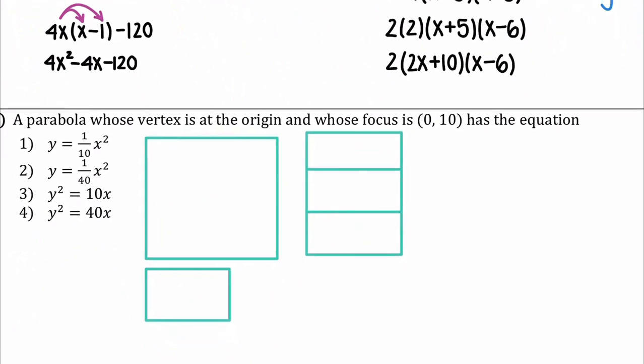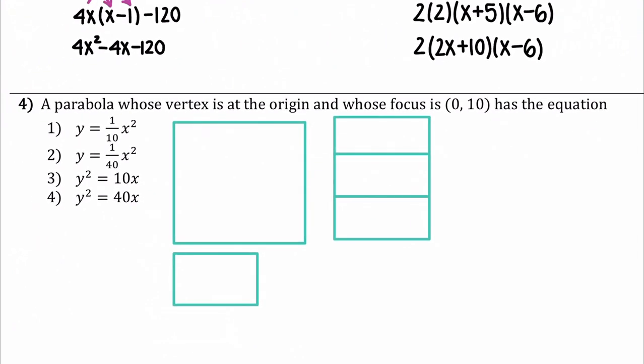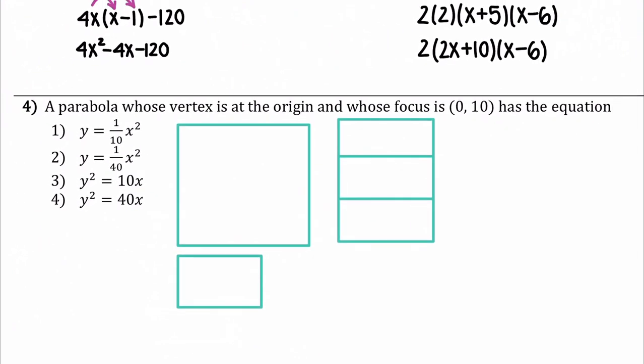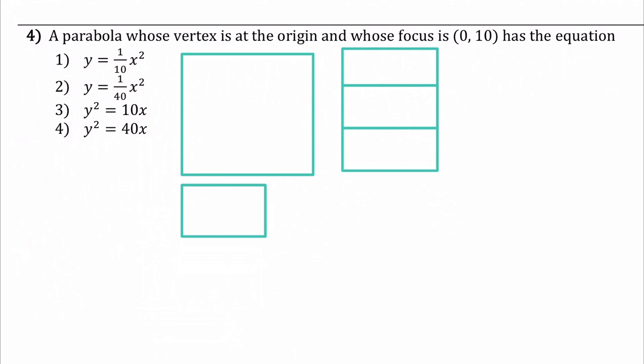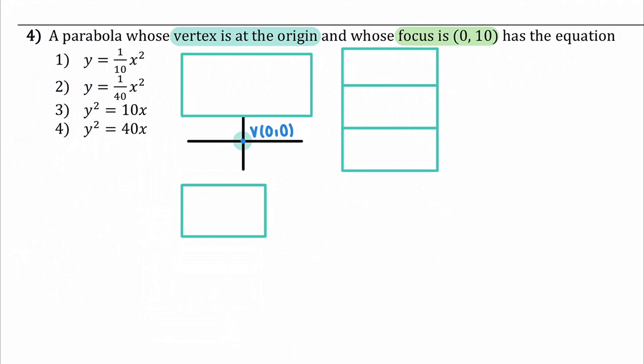Let's look at number 4. Number 4 says, a parabola whose vertex is at the origin and whose focus is (0, 10) has the equation blank. So once again, we can approach this in many different ways. One way is to draw out what we know. The vertex is at the origin, or in other words (0, 0), and the focus is at (0, 10). If we were to draw it out, the vertex is at the origin, and the focus is going to be forced to be above as such, (0, 10).